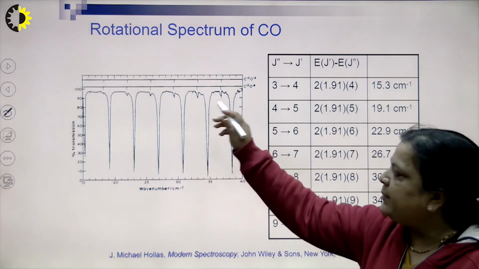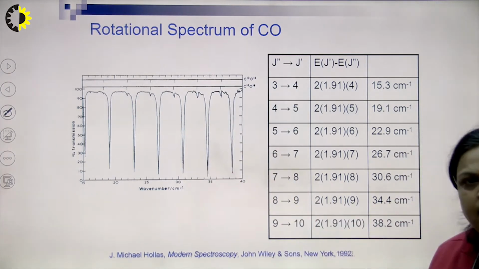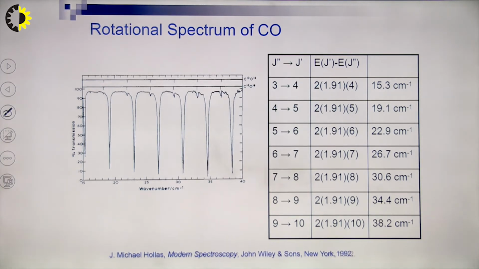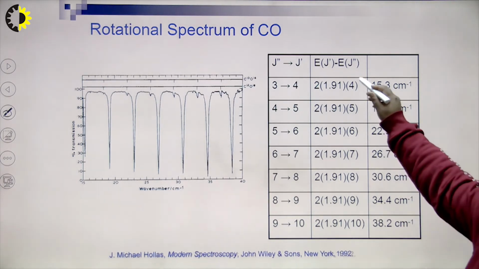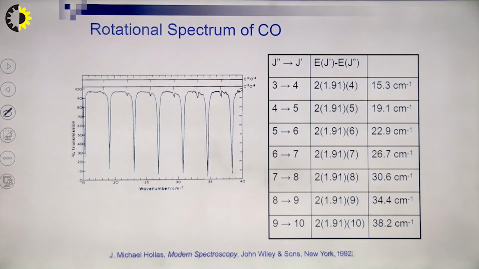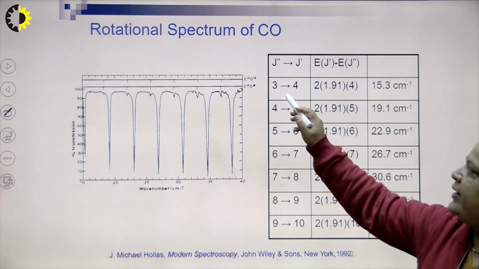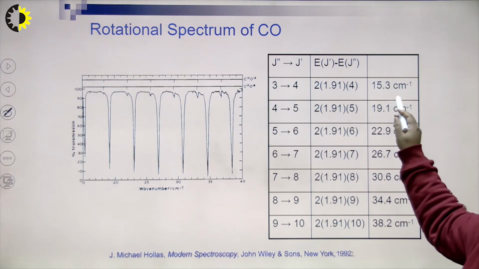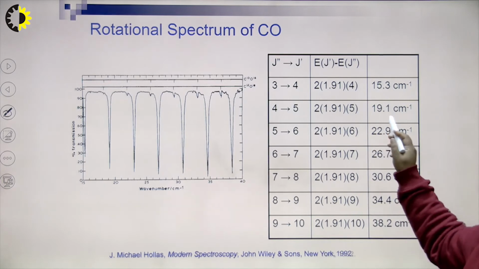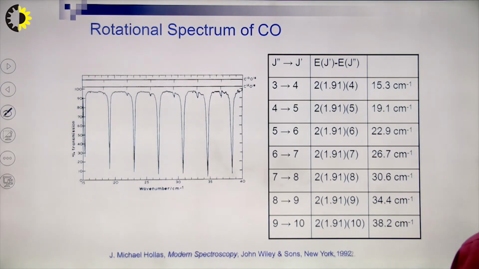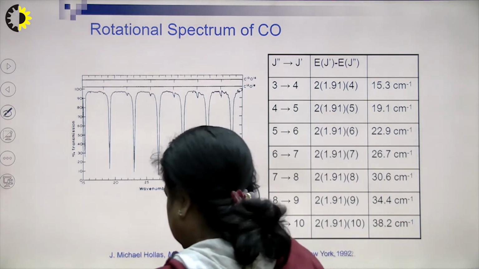So, we get this type of rotational spectra, which is taken from this reference, and when we calculate the delta E for transition, we find that for 3 to 4 it is 15.3, for 4 to 5 it is 19.1, and so on.